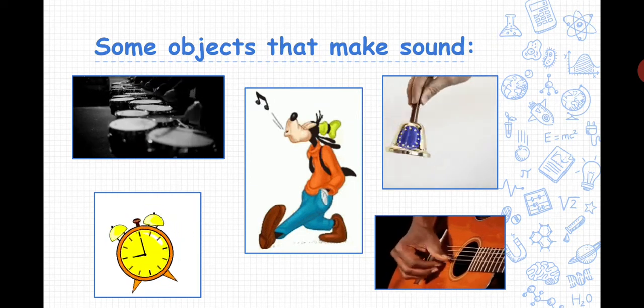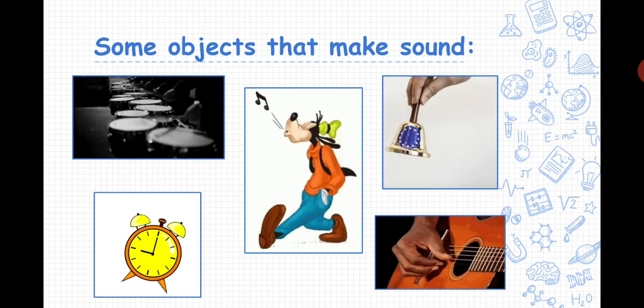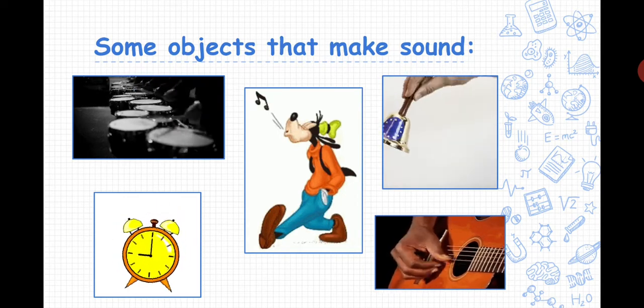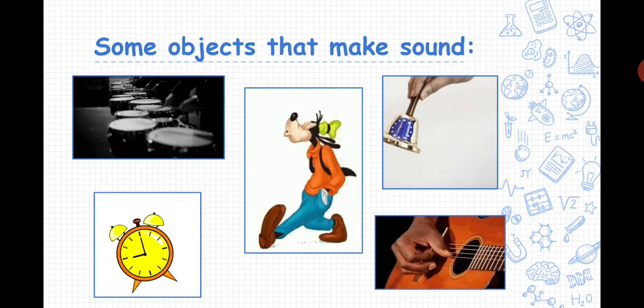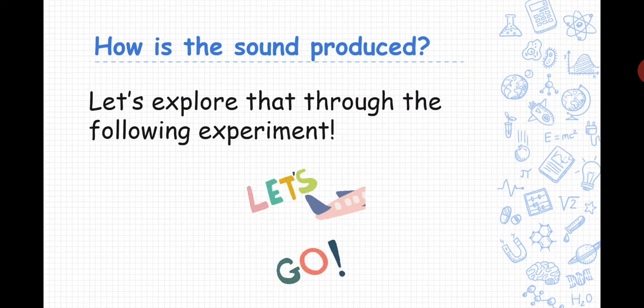So, my dear, if you look now around yourself, you can find a lot of objects that can give you sound. Now, my dear, we know that we can hear sounds from so many objects around us. But how is this sound produced? Let's explore that together through this simple and short experiment.